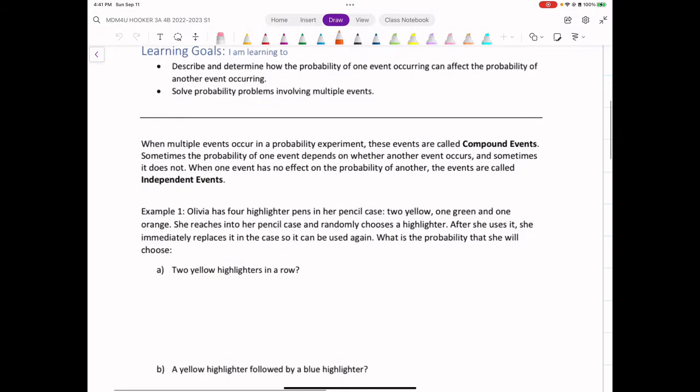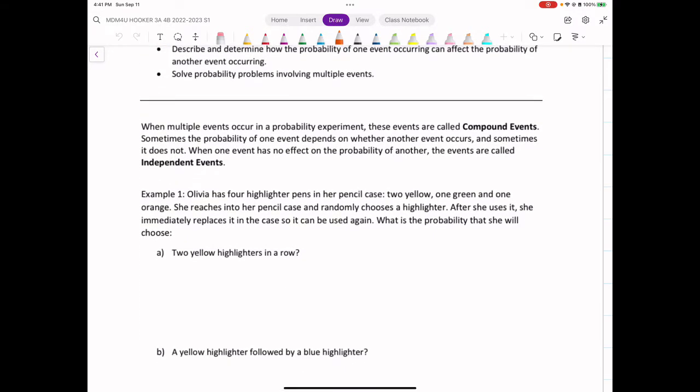So let's give you some background. When multiple events occur in a probability experiment, these events are called compound events. Sometimes the probability of one event depends on whether another event occurs, and sometimes it does not. When one event has no effect on the probability of another, the events are called independent events. Obviously, you can guess the opposite of that is that when one event does have an effect on the probability of another, it's called dependent, but we'll come to that in a minute.